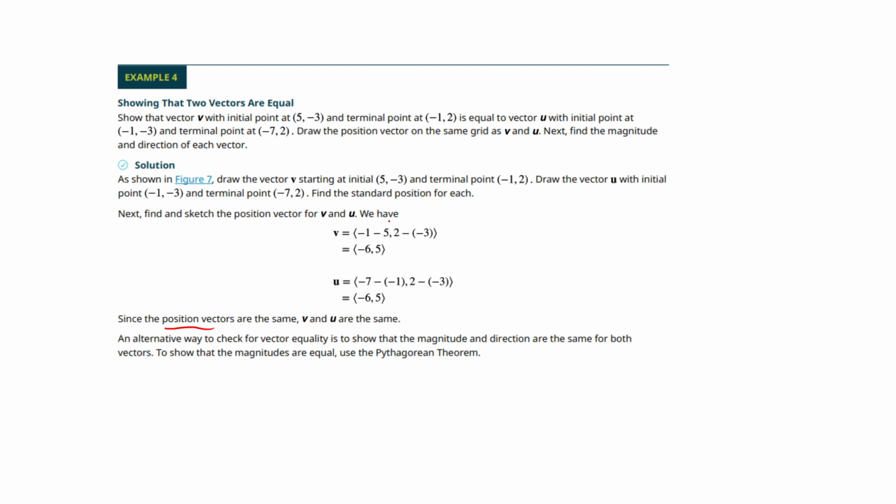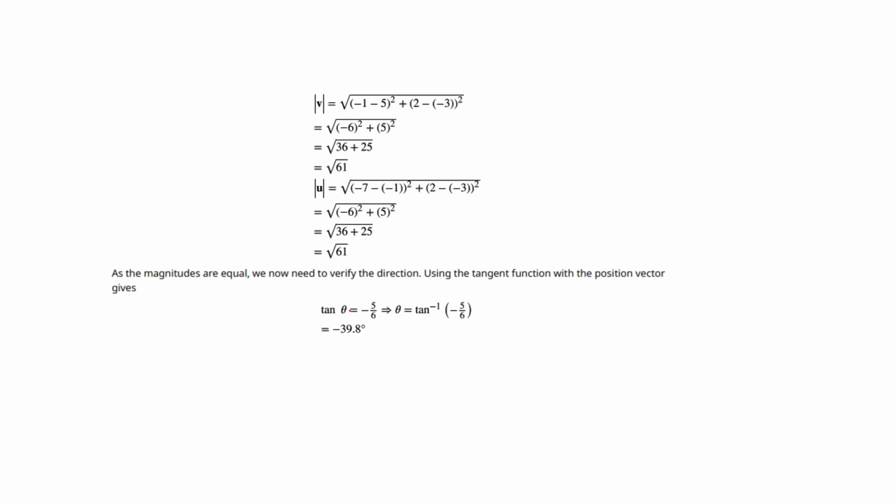So we did our terminal minus our initial for both the x and the y, and we get this. We do our terminal minus the initial for the other one, and we get the same position vector. So these are the same vectors. They're the same thing. You could have done it again by just checking the magnitudes, and then their angles, and you get the same angle for both of them.